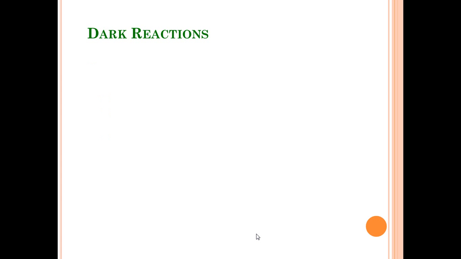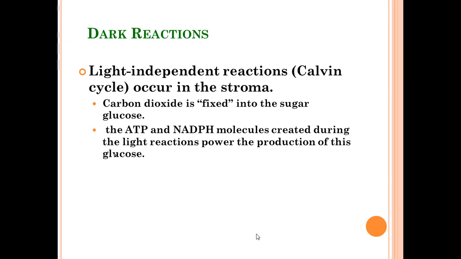The dark reactions, which is what they used to be called, or the light-independent reactions, or the Calvin cycle, occur in the stroma. Remember, the stroma is the liquid part. Here, carbon dioxide is fixed into the sugar glucose. So carbon dioxide is made into glucose. The ATP and the NADPH from the light-dependent reactions power the production of this glucose. So photosynthesis needs to make a little bit of energy in order to make the glucose. It doesn't, however, make enough energy, like we'll see in cellular respiration, for the rest of the plant processes to use.